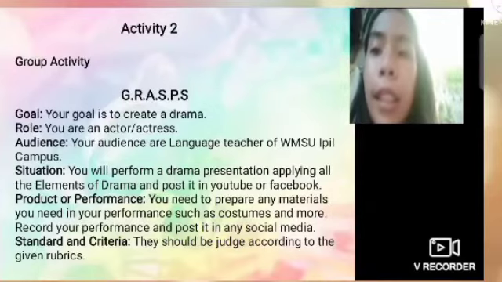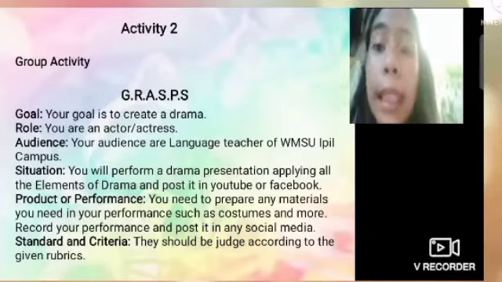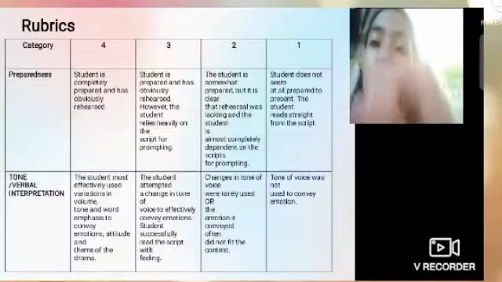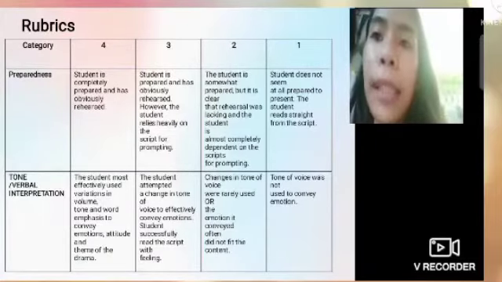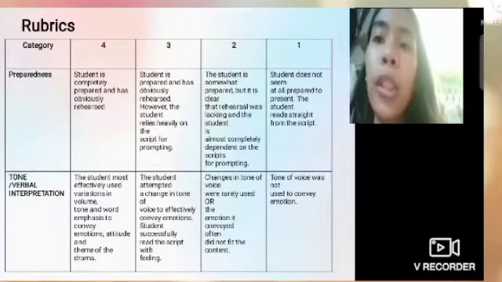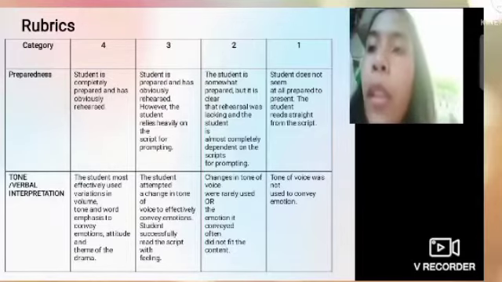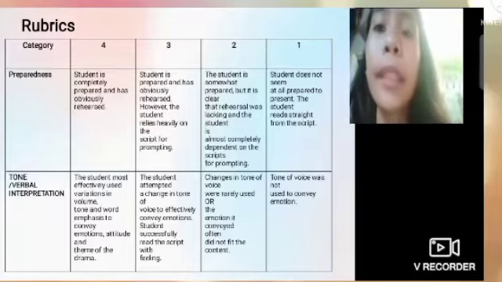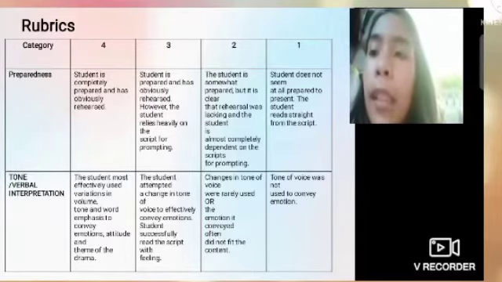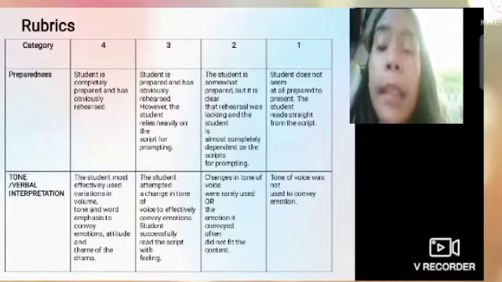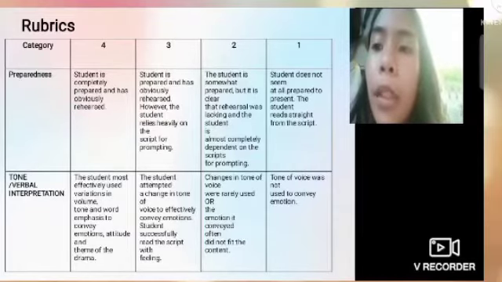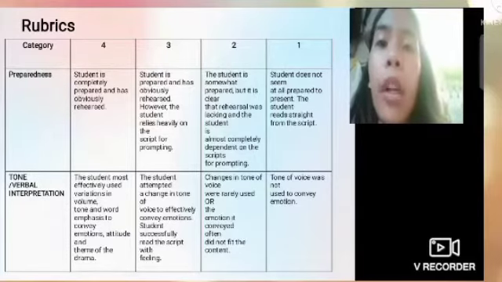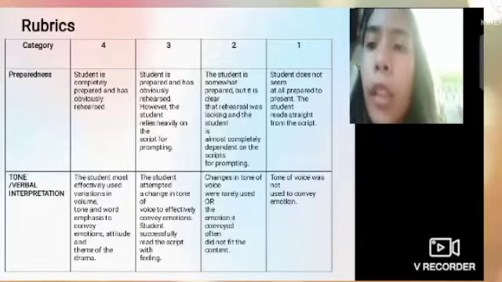For standards and criteria, you should be judged according to the given rubrics. So here is the rubrics. The highest score is 4, then 3, 2, and the lowest is 1. So preparedness: the student is completely prepared and has obviously rehearsed. Next, tone and or verbal interpretation: the student must effectively use variation in volume, tone, and word emphasis to convey emotions, attitude, and theme of the drama. So on and so forth, guys.